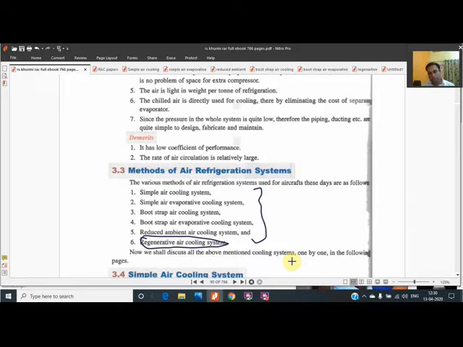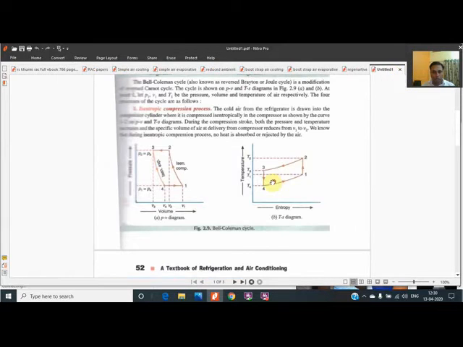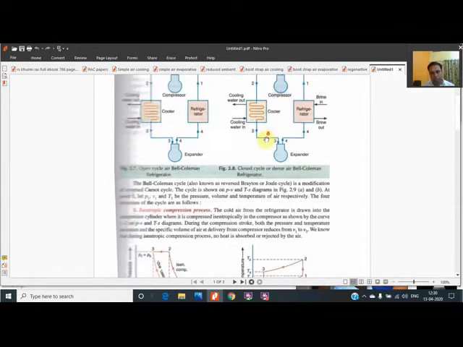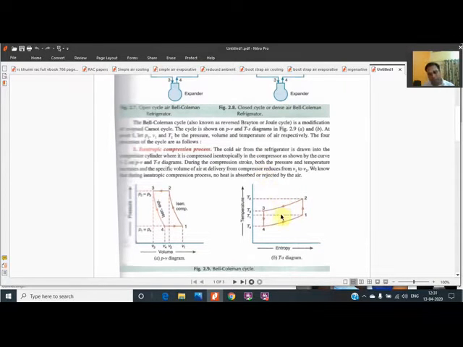The basics were explained to you earlier also, because the basic thing is that we have to compress the air. How do we compress the air? It was shown to you that if we go through the Bell-Coleman cycle or reverse Brayton cycle or Joule cycle, the same concept is used in all air refrigeration systems. When we study IC engine cycles also, all are based on the Carnot cycle. Similarly, all air refrigeration systems are based on the Bell-Coleman cycle or reverse Brayton cycle or Joule cycle. Starting with the cycle, we have to anyhow compress the air. That is being shown to you. You have to compress the air.